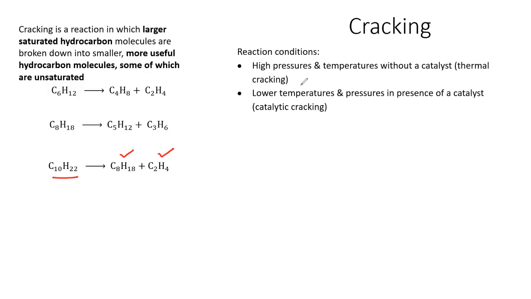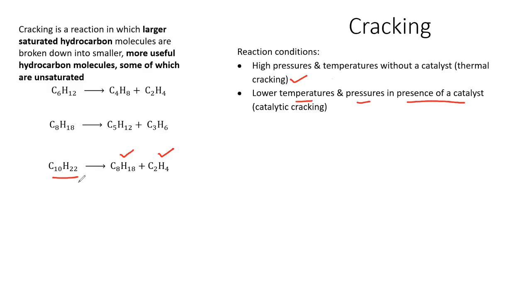And cracking can happen in two ways. There's what is called thermal cracking, which uses high pressures and high temperatures. Thermal heat, high pressure, high temperature. There's another type which is known as catalytic cracking. Mostly it uses a catalyst in the presence of low temperature and pressure.